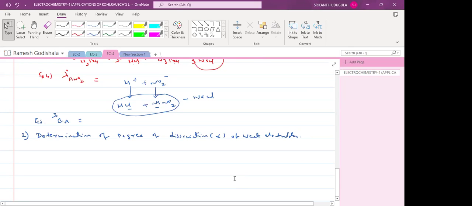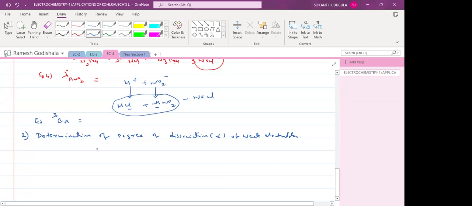So alpha, how do you determine alpha? We already have some theories we learned in UG and PG. The degree of dissociation of a weak electrolyte can be determined by applying Ostwald dilution law. From Ostwald dilution law, you determine the degree of dissociation or extent of ionization of the weak electrolyte.